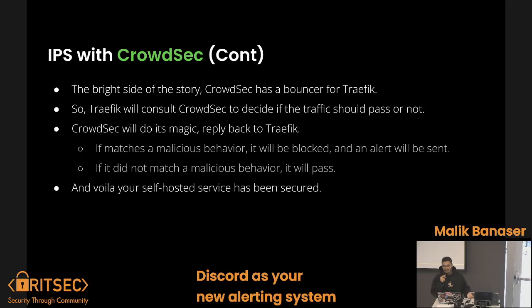The bright side of the story: CrowdSec has a bouncer specifically for Traefik, so the integration was super easy and it already exists. You just need to add a few lines to your config file in Traefik, and the bouncer should be up and running. So Traefik will consult CrowdSec to decide if the traffic should pass or not. Whenever traffic hits your Traefik, it will ask CrowdSec, can I let this traffic pass? Then CrowdSec will query the API and make sure that traffic is safe and not malicious. Then it will tell Traefik, yeah, let it pass, or no, don't let it pass, and just block it. If the traffic matches malicious behavior, it will be blocked and alerts will be sent. If it does not match a malicious behavior, it will pass. And voila, you have secured your home environment or your infrastructure.